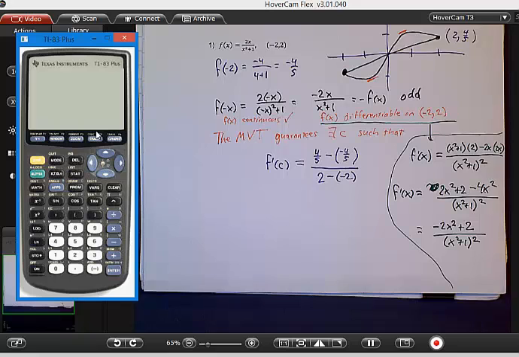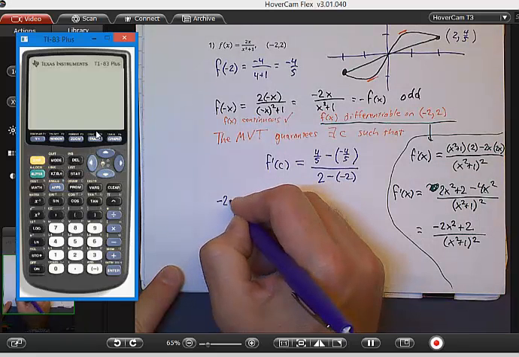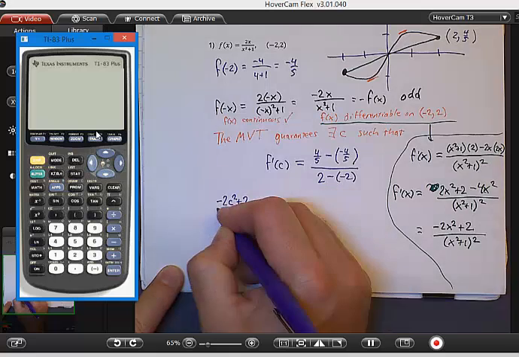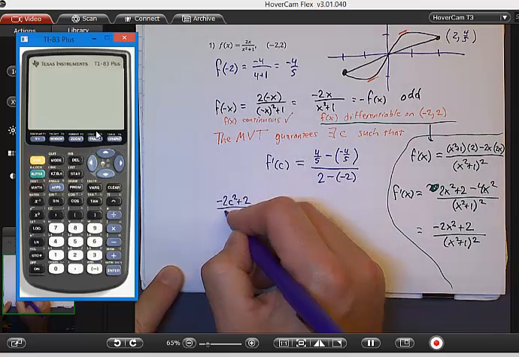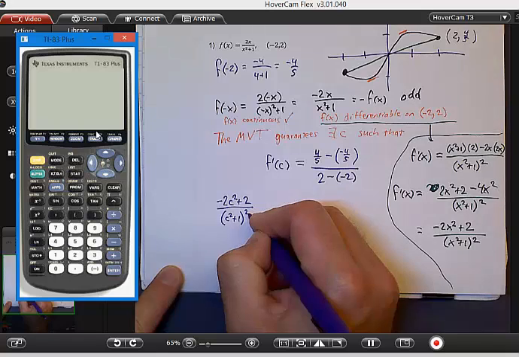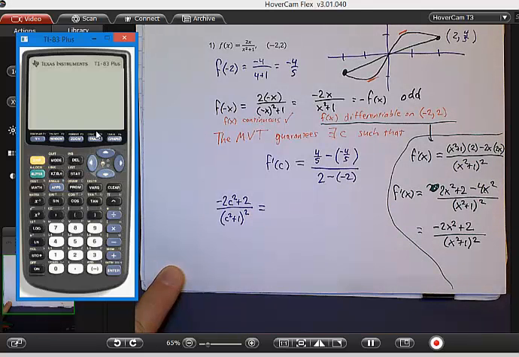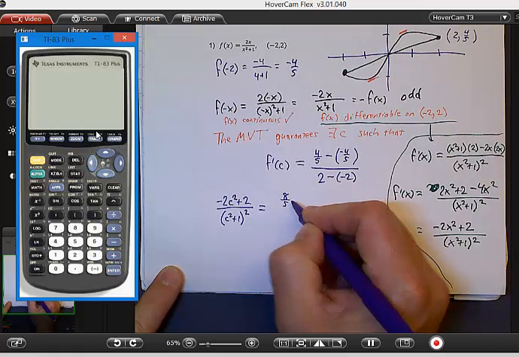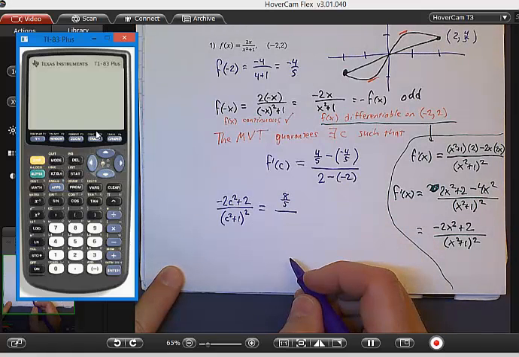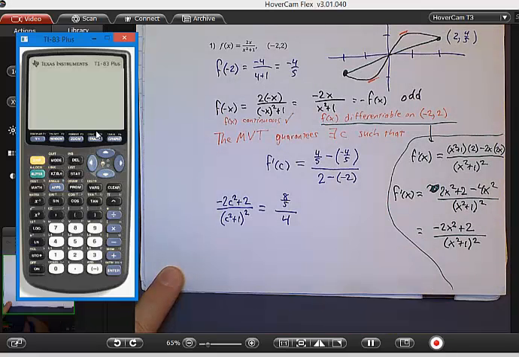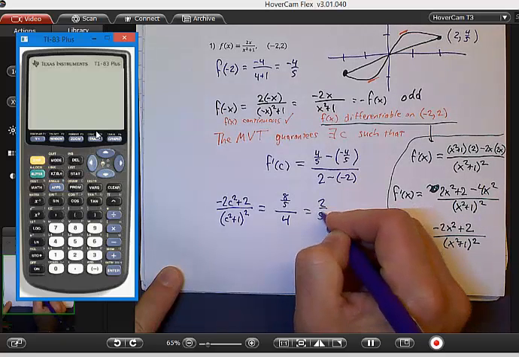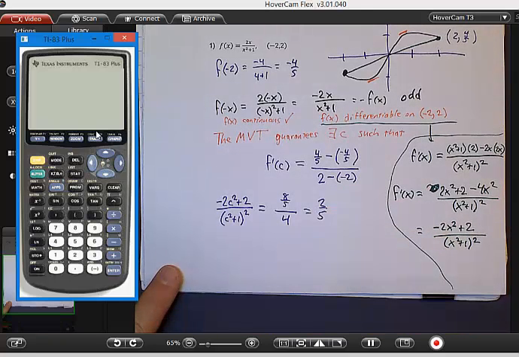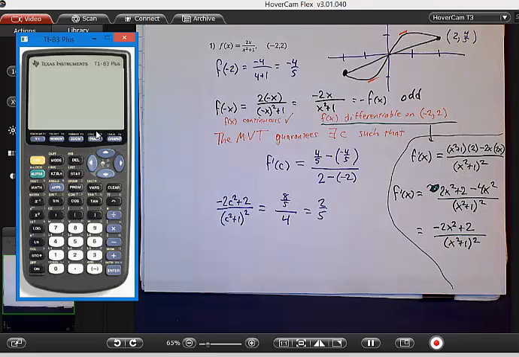So let's see what I have. I have negative 2c squared plus 2 over c squared plus 1 squared is equal to, now this would be 8/5 in the numerator divided by 4. Right? 2/5. So I've got stuff equals 2/5. You with me? Can you solve that equation?